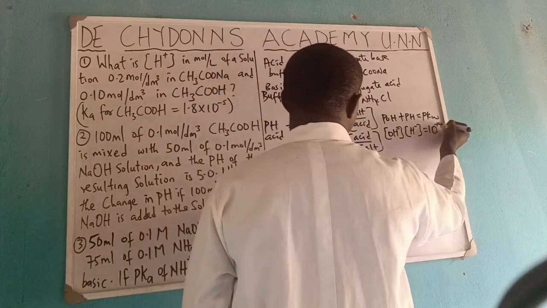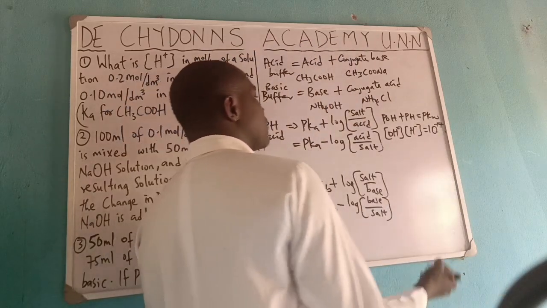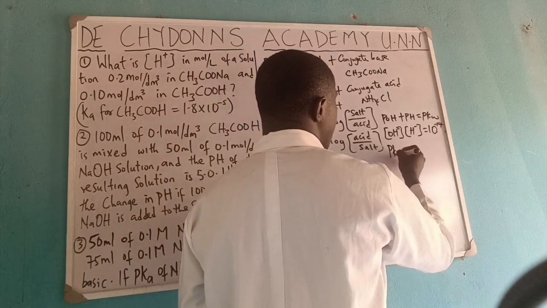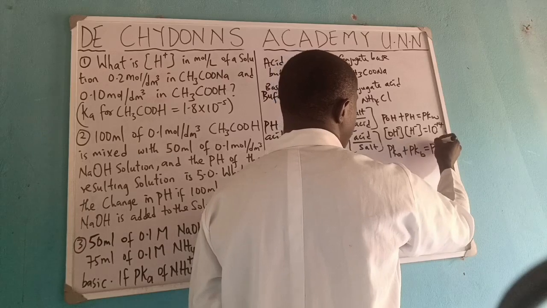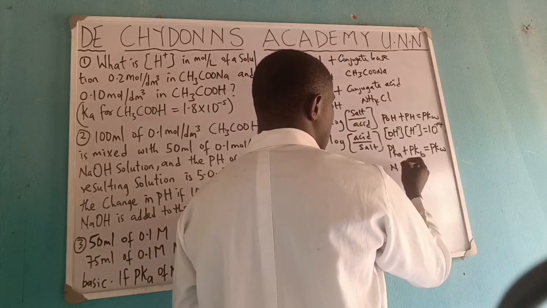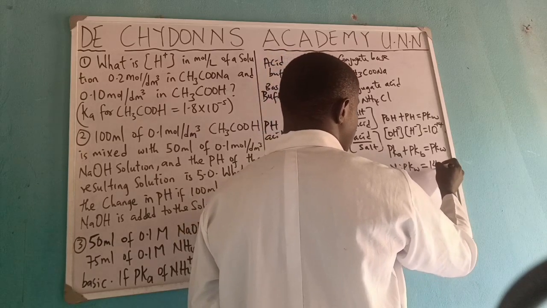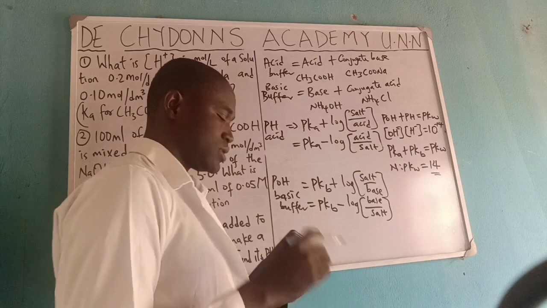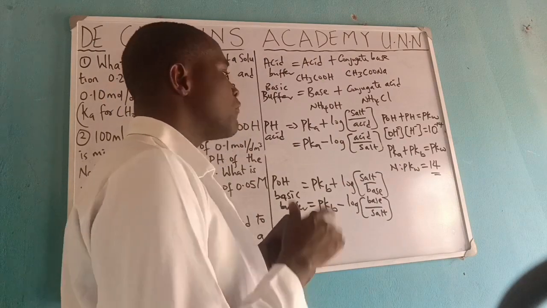That is when you multiply them. You have to be noting this formula. Then when you have pKa plus pKb, you will be having it to be pKw. And note that pKw is equal to 14. It's constant. pKw is constant, equal to 14.